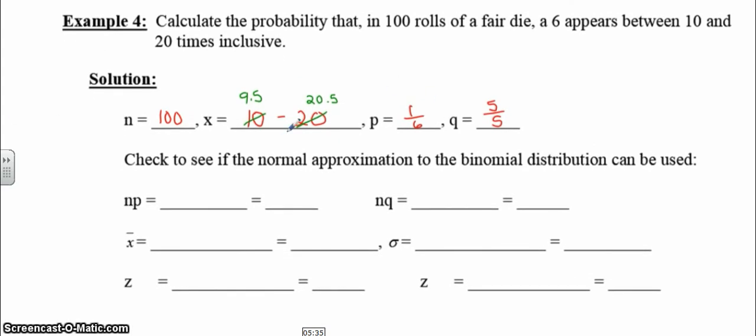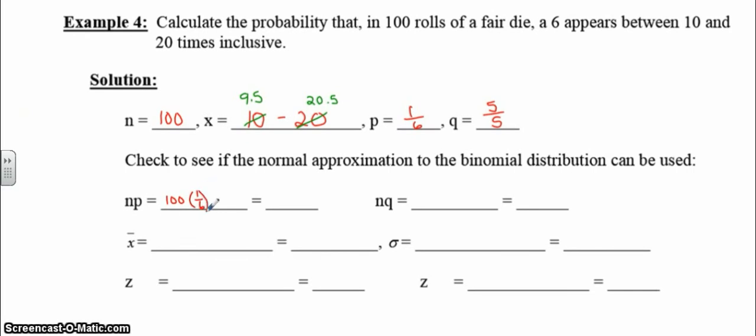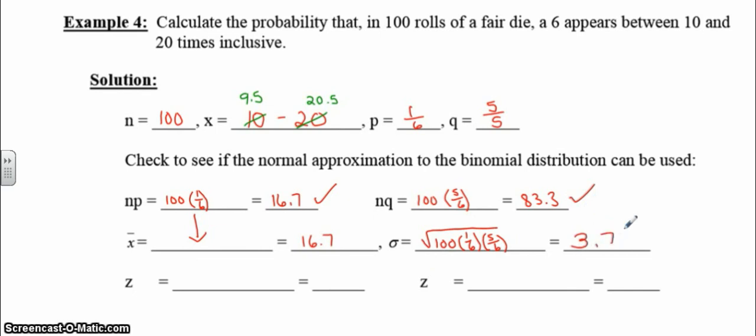So let's check to see that we're allowed to use the normal method. N times P, 100 times 1 over 6 is 16.7, so that's allowed. N times Q is 100 times 5 over 6, which is 83.3. So that's at least 5. So yes, we are allowed to continue. So the mean is 16.7. The standard deviation is the square root of N times P times Q, and that is equal to 3.73.